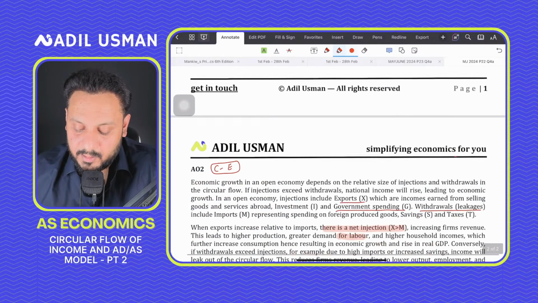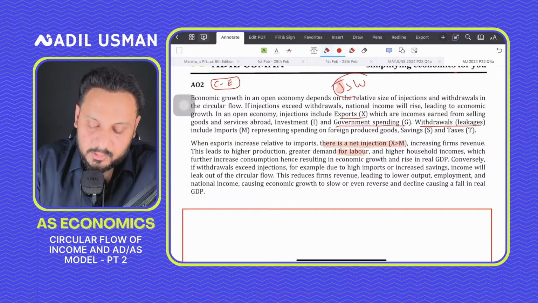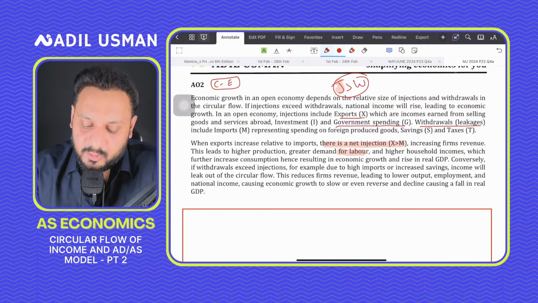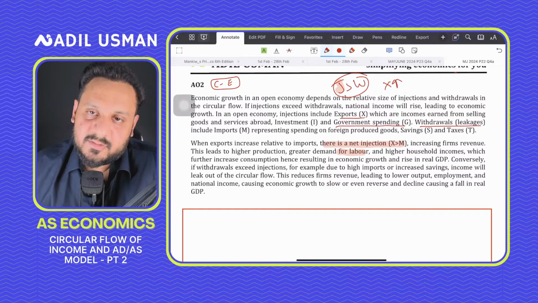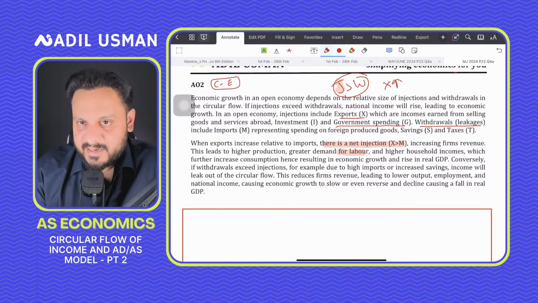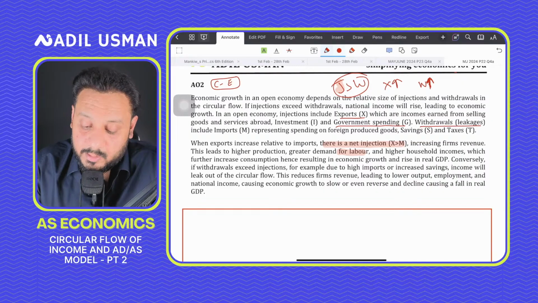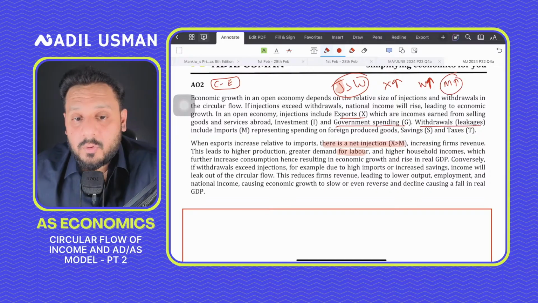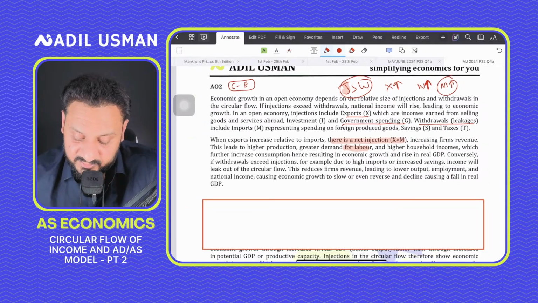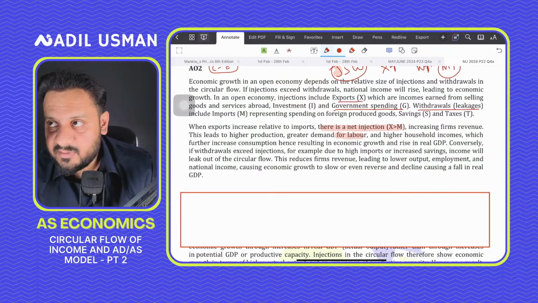So here, when you are saying injections are more than withdrawals, you could say why injections are more than withdrawals. You could say that maybe exports are going up. That's why injections are more than withdrawals, and since you're talking about an open economy. And in the second paragraph, you can say that maybe withdrawals are more than injections and withdrawals are going up. And this could be because of a rise in your imports. So if imports are more, then withdrawals will go up. And as a result, what will that result in? It will result in incomes leaking out of the economy.